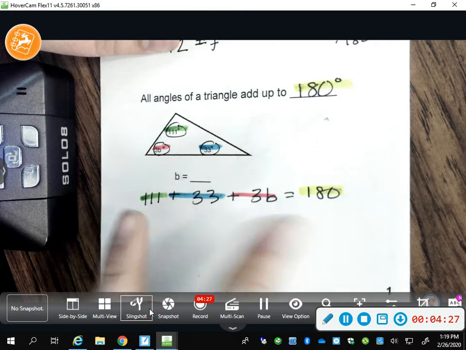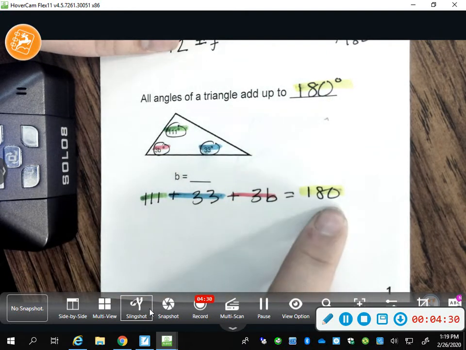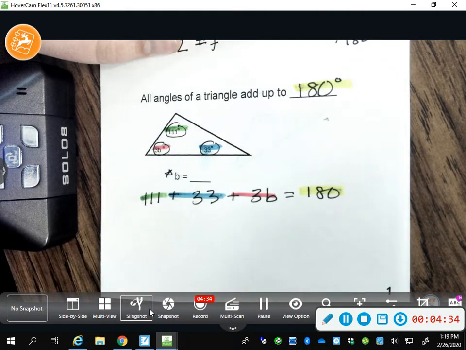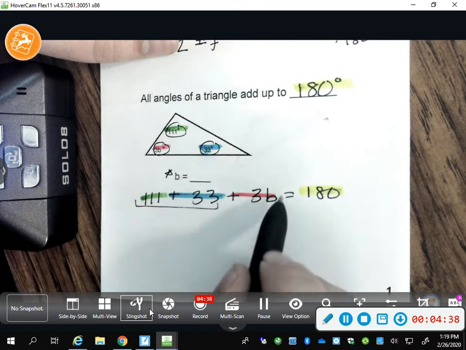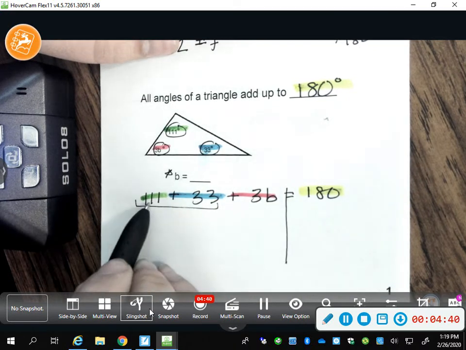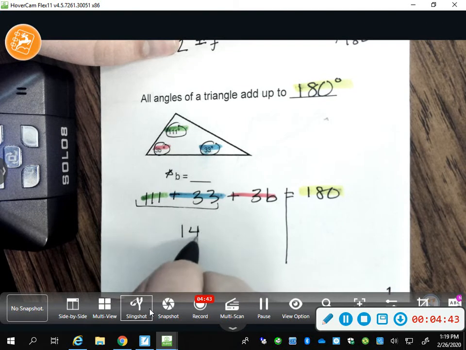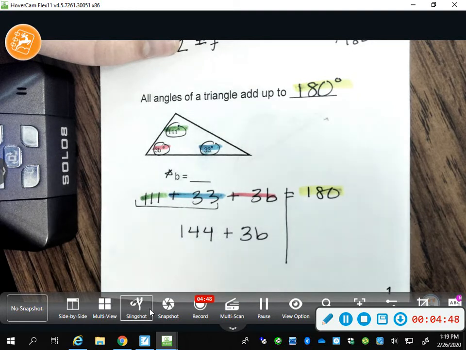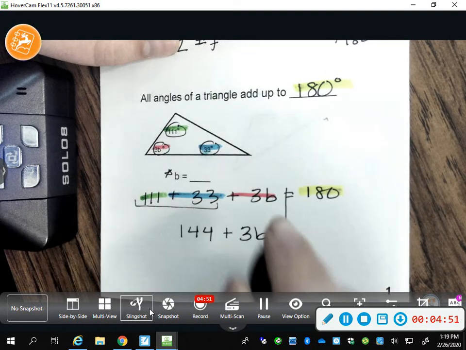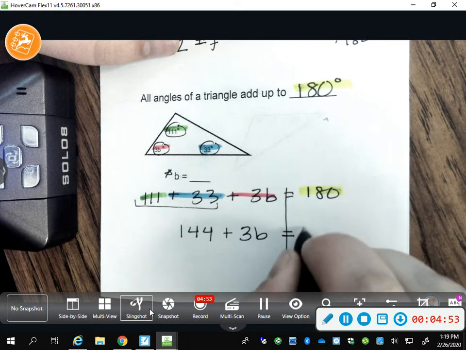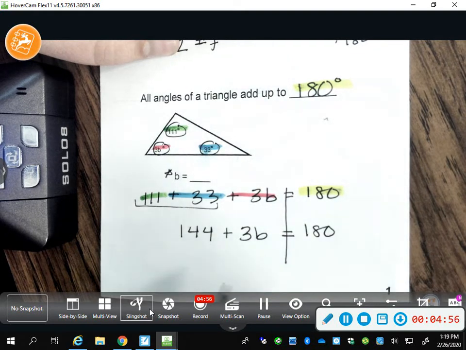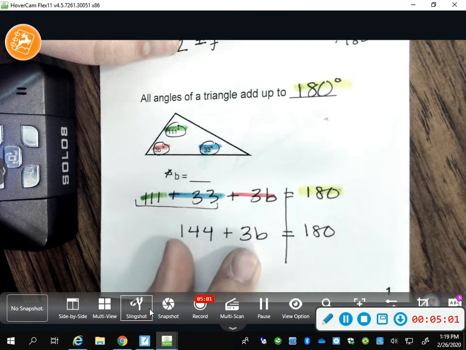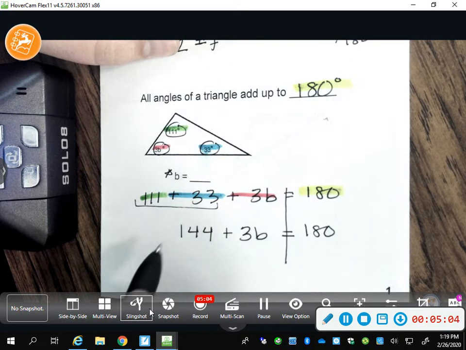To write my equation, I add all of my interior angles and make that equal to 180. Now my goal is to solve this equation for B. I'll combine my like terms. On the left side, I can combine 111 and 33 to get a total of 144. I still have plus 3B. I cannot combine those terms because this has a variable and this does not. On the right side, we have just 180. B is already on its own. All of the B's are on the left side, so I want all of the plain old numbers on the right side. So I need to get rid of 144.